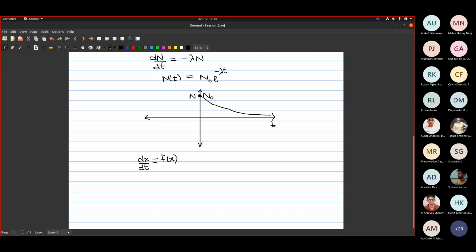So basically, my point is this sort of equation will always give you an exponential function. What kind of exponential function, whether increasing or decreasing, will depend on this parameter lambda and your initial condition. Okay, so here we have this thing.